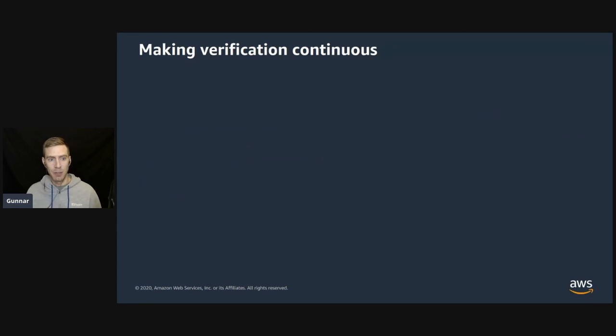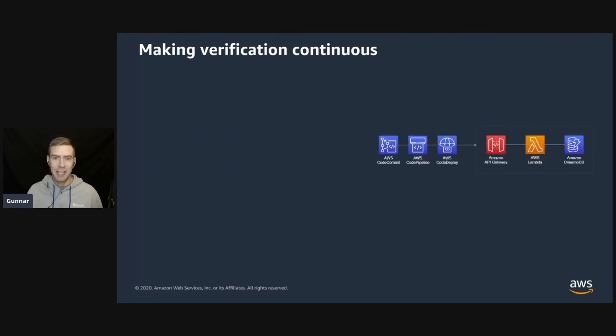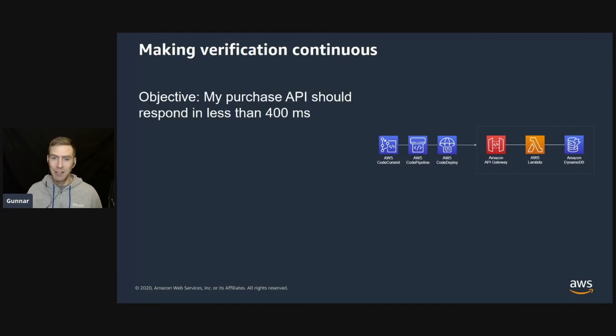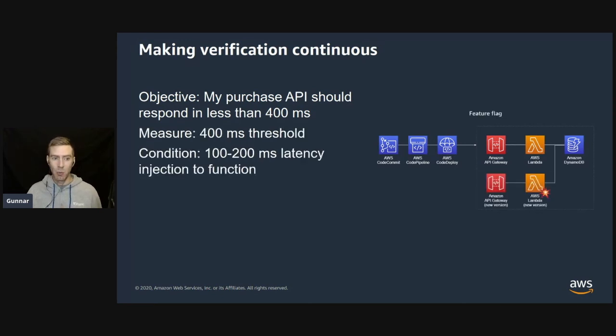So a third option as well. This is perhaps my favorite. So same service, same pipeline. We have the same objective, still want to have the purchase API respond in less than 400 milliseconds. We set up our measure, and we add the condition.